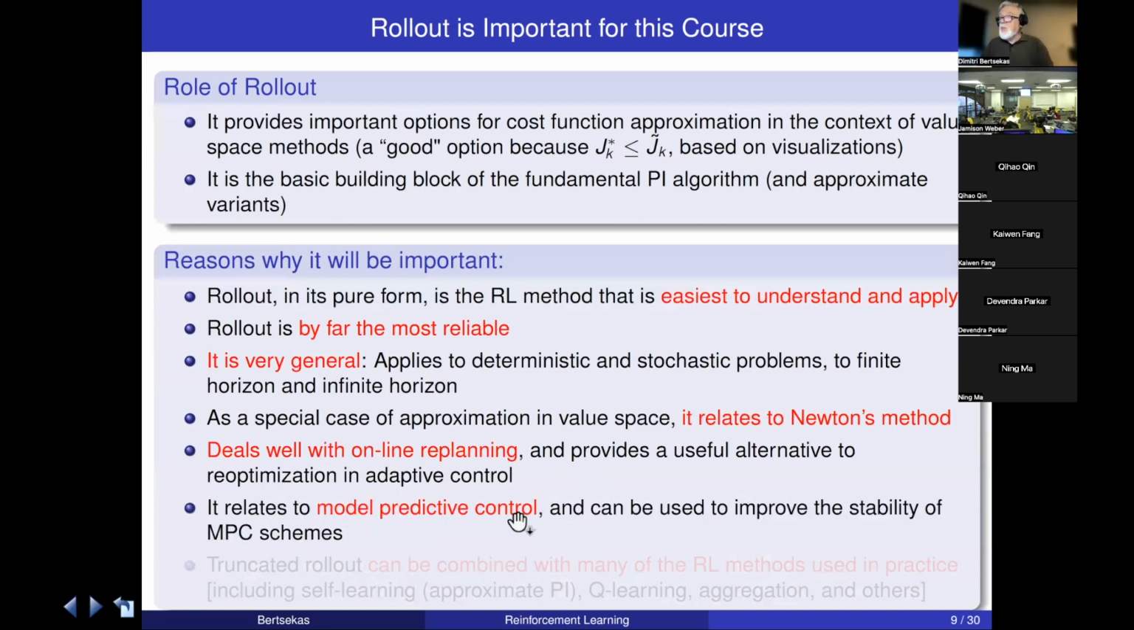It relates to model predictive control, as we have discussed in the previous lecture, and Rollout can also be used to improve the stability of various MPC schemes, as I discussed near the end of my lecture last time, but is also explained in greater detail in your class notes.